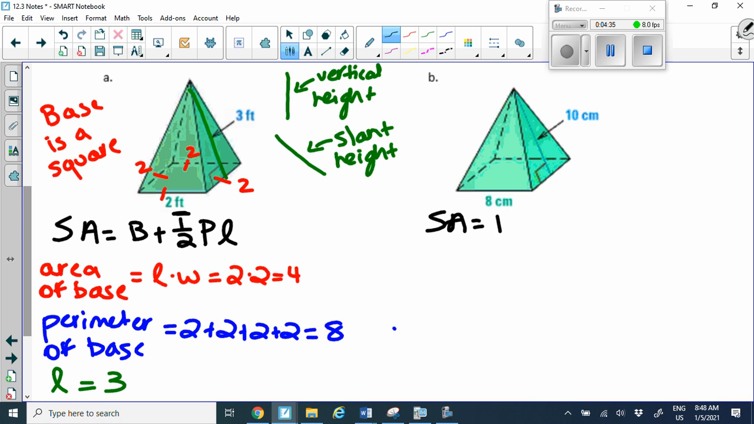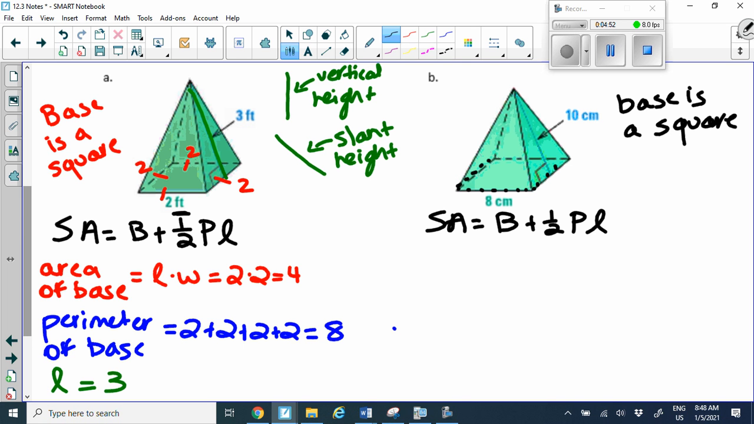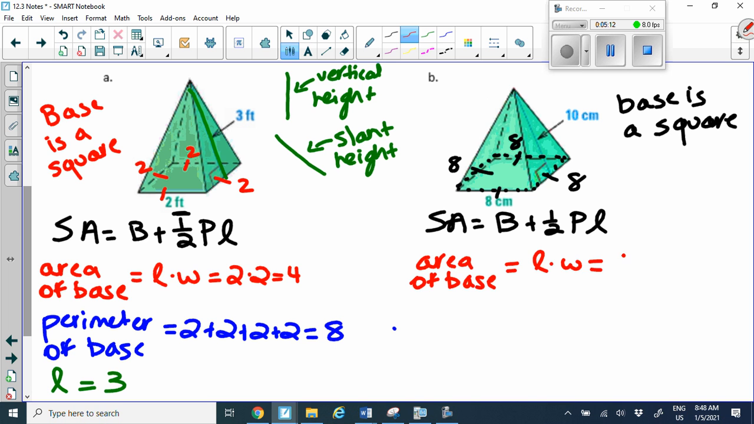So I have SA equals our base plus 1/2 P and L. Remember, our base is going to be a square. All of these, and even on your homework assignment, the base is going to be a square. So because it is a square, using the properties of a square, all sides are congruent. That means they are exactly the same. So all sides are going to be 8. So to find the area of our base, since it is a square, remember to find area of the base, do length times width. So we're going to do 8 times 8, which gives us 64.